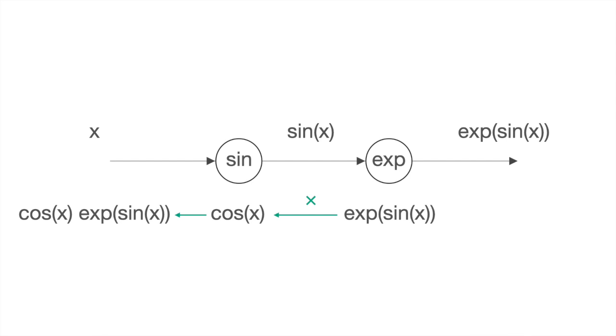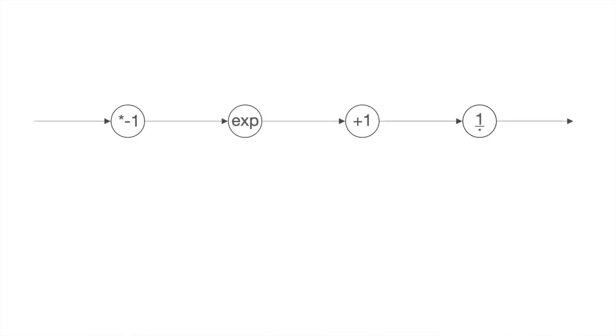We can do this also for graphs with more than two nodes. Here is a simple sequence of 4 different operations. The first one is a negation, a multiplication by -1. The second one is exponentiation. The third one is an addition or an increment, the addition of 1. And then the last one is a reciprocal.